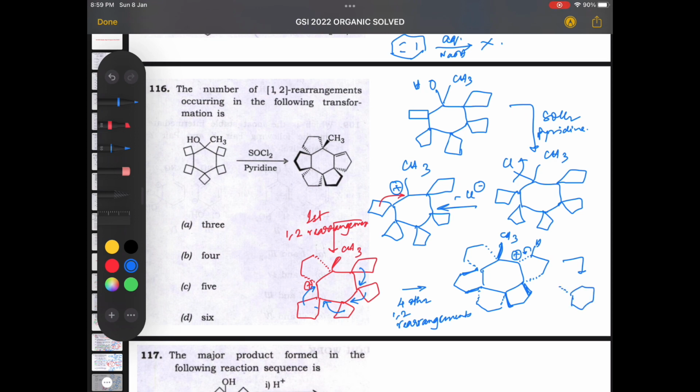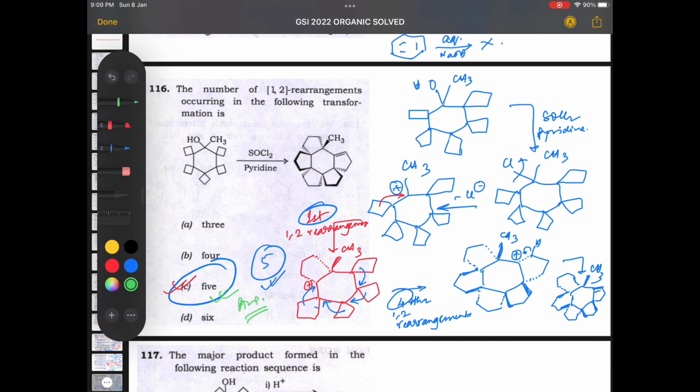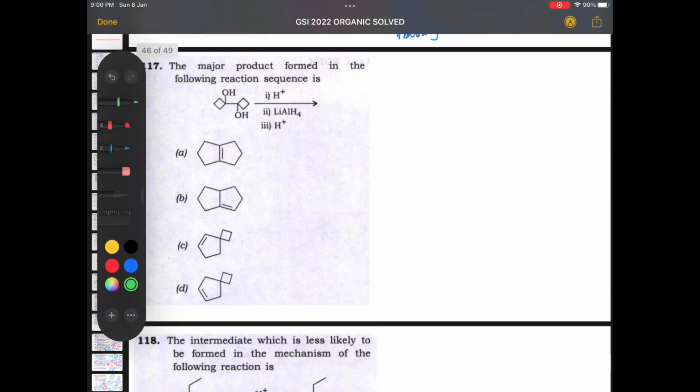So I will once again in a little bit smaller manner draw the structure. As you can understand, it's quite difficult to draw the structure very fast, so that I can cover the whole video in less than 15 minutes. So hence the total number of rearrangements is 5 1-2 rearrangements. So the third option C is the answer to our question.